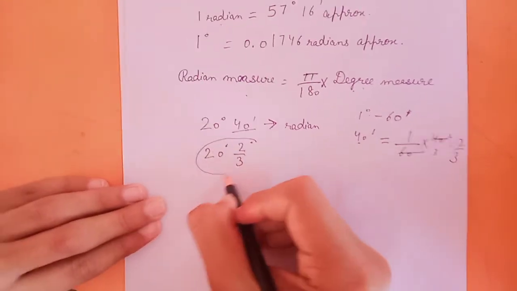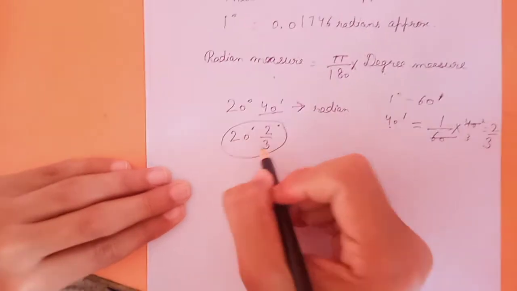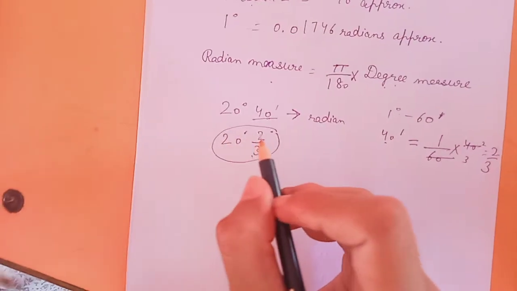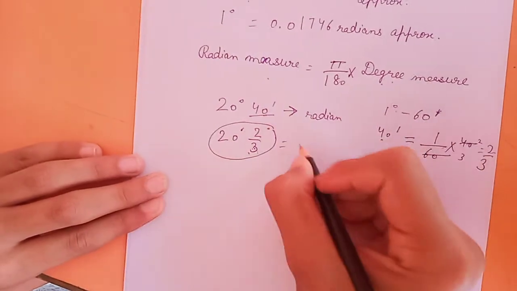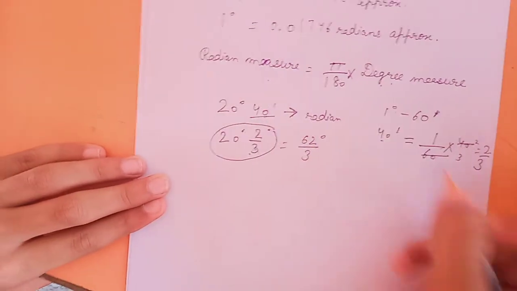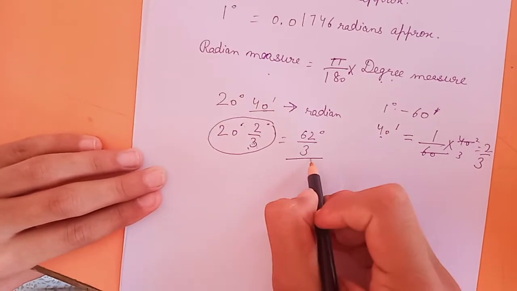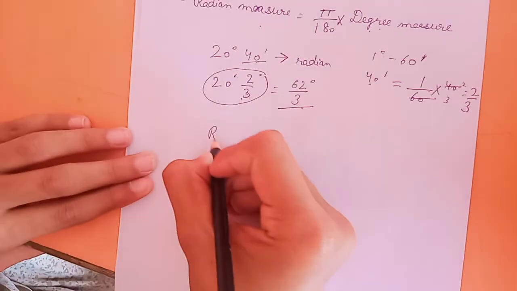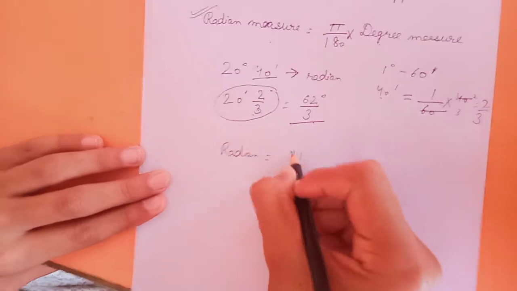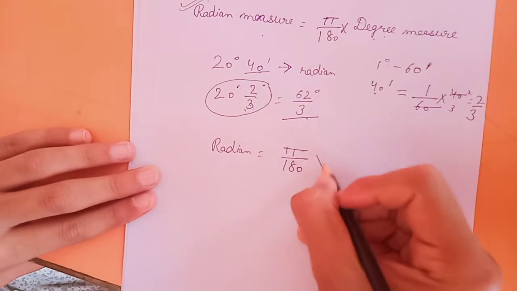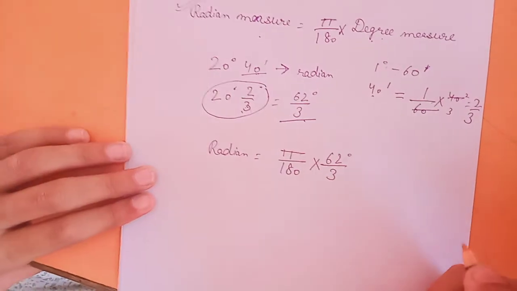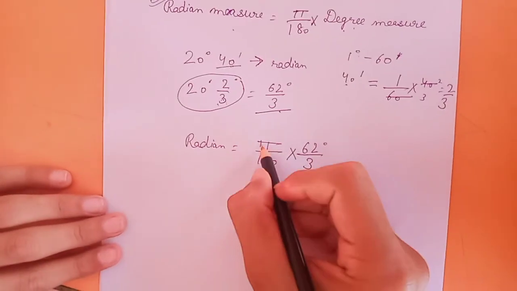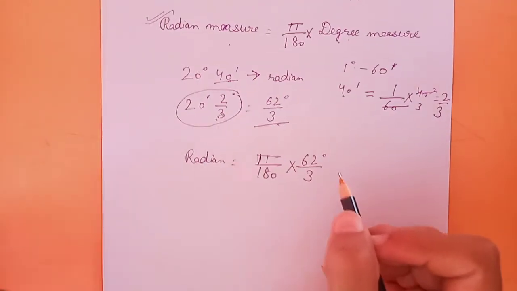So our whole angle is a mixed fraction, 20 and 2 by 3. Now if we convert it into an improper fraction, we will get 62 by 3 degrees. This is our measure in degrees, and we want to find its radian measure. So we will use this formula: radian equals pi by 180 into 62 degrees by 3. Generally when we are converting degrees into radians, we do not put the value of pi, we let it be as it is.